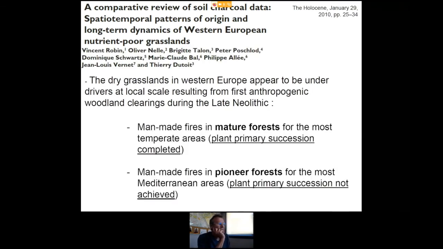And the biggest difference between the north of Europe and the south of Europe, it seems that in the temperate area, fire has been done in mature forest, really mature forest dominated by some Quercus or sometimes Fagus sylvatica. And in the south, it seems that the plant primary succession, it was our first hypothesis, has been stopped by the Neolithic forest clearance by anthropogenic fire or sheep grazing.